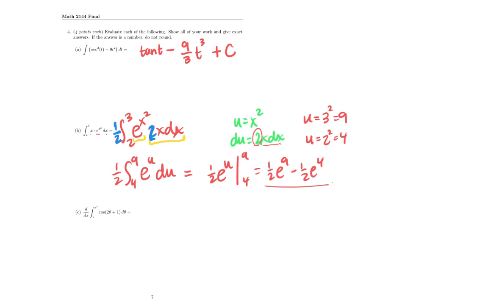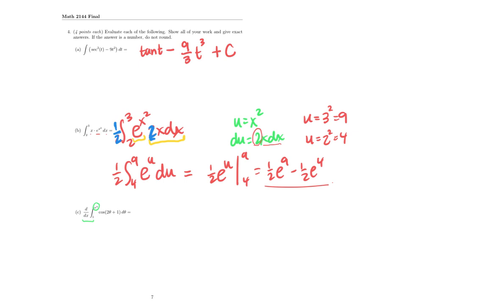The next one, I'm going to apply the fundamental theorem of calculus part 2. So anytime you see a derivative and integral next to each other, that's going to be the fundamental theorem of calculus part 2. But note that the function that I have there is not just a plain x. So when I apply the fundamental theorem of calculus part 2, I also need to apply the chain rule.